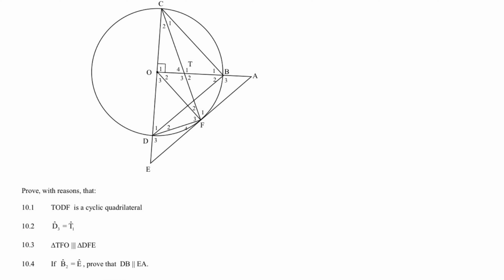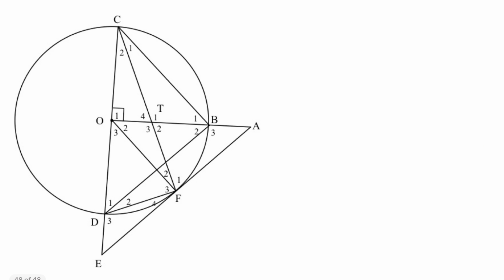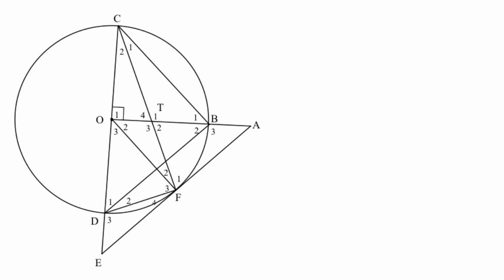10.3. Prove with reasons that the triangle TFO is similar to the triangle DFE. So let's have a closer look. The triangle TFO, we want to prove that it is similar to the triangle DFE. In my previous question, I've proven that T3 is equal to D3. Then all that I need to do is either find O2 equal to angle E, or I need to find angle F4 equal to angle F2.